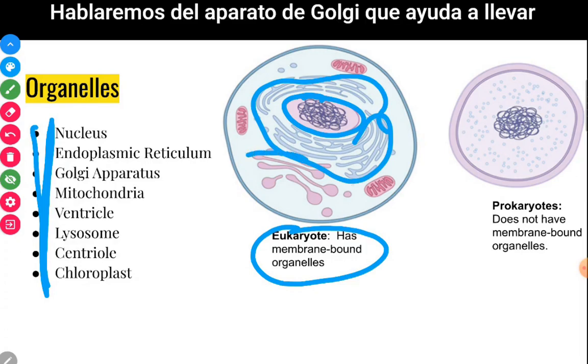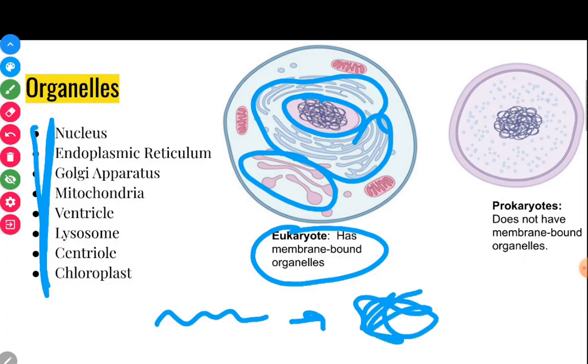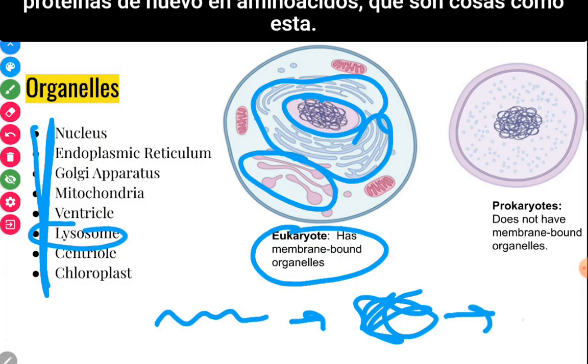We will talk about the Golgi apparatus that helps to take a polypeptide and turn it into a folded protein. We'll talk about the lysosomes that break apart things like proteins back into amino acids, which are things like this.